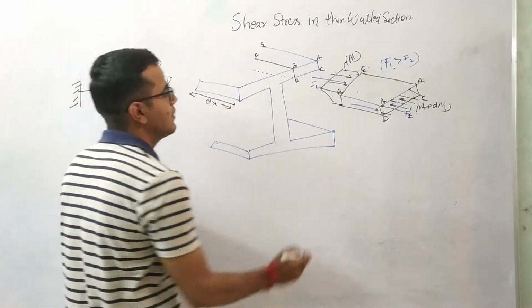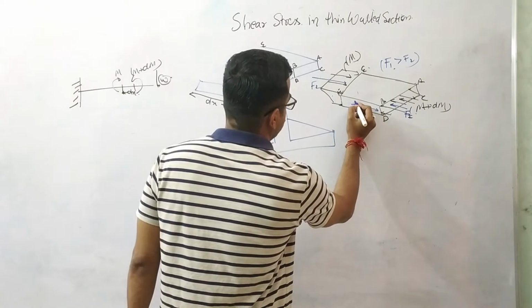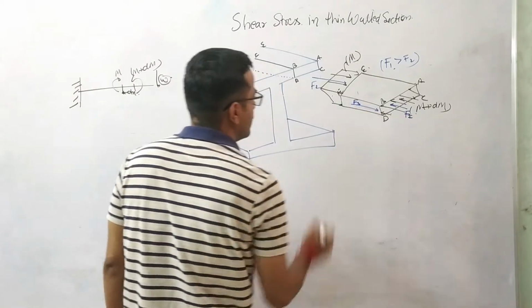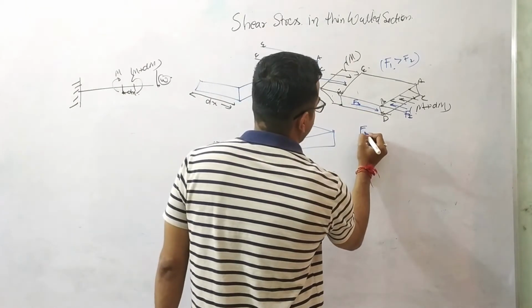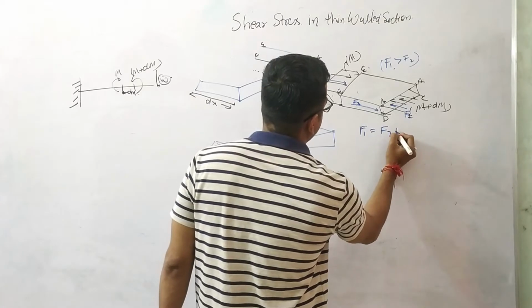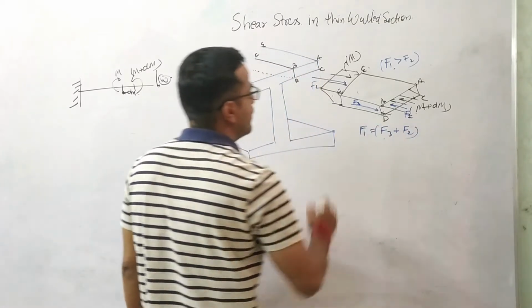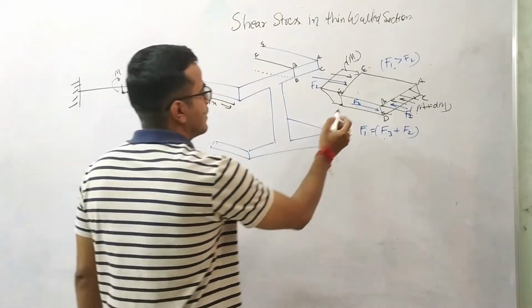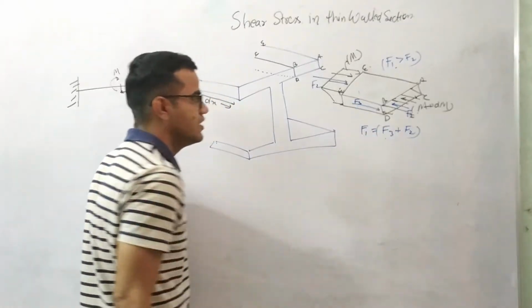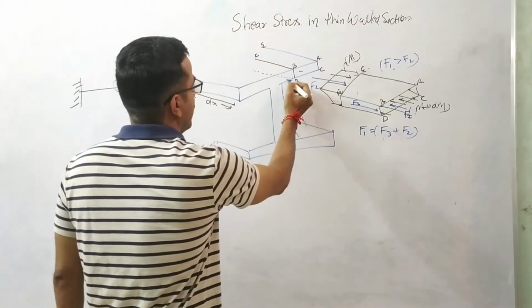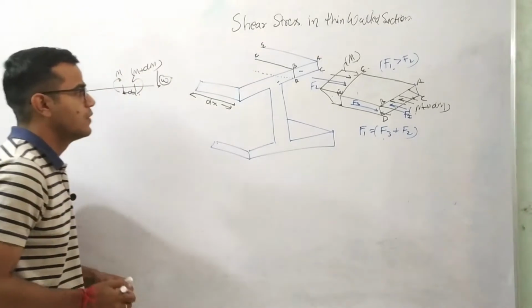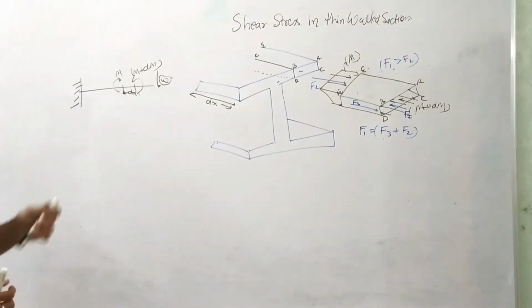Okay, and let us suppose this force is F3. So our equation will become like this: F1 is equal to, for the equilibrium, F3 plus F2. Okay, so this F3 is basically generated due to the shear stress between this portion and this portion.